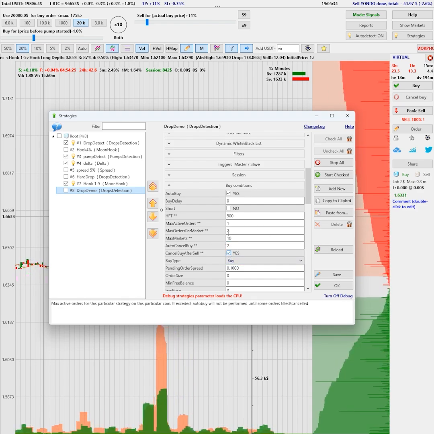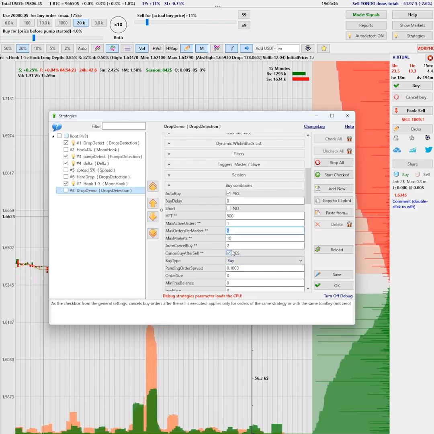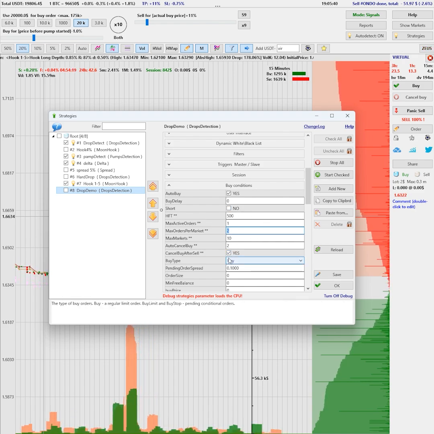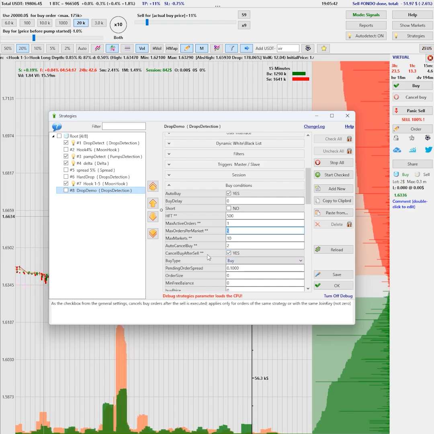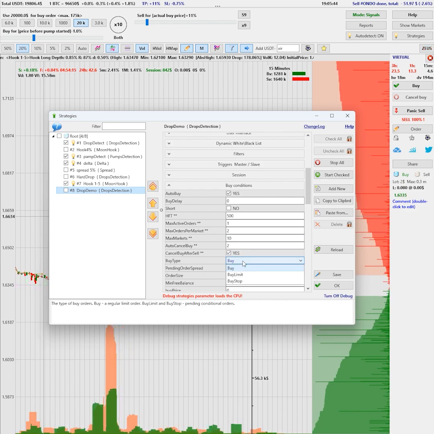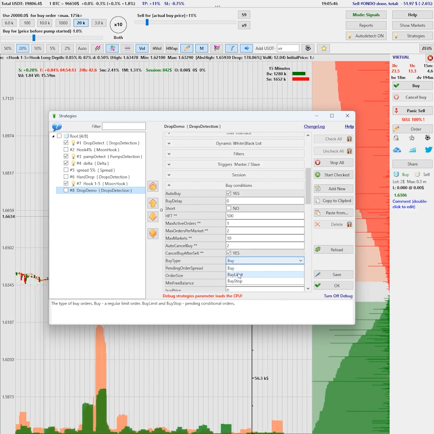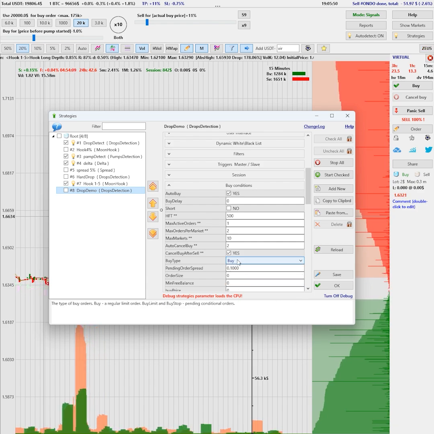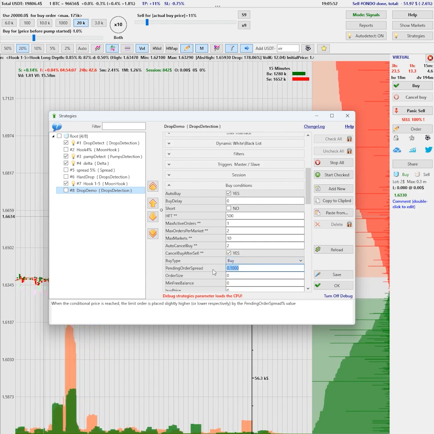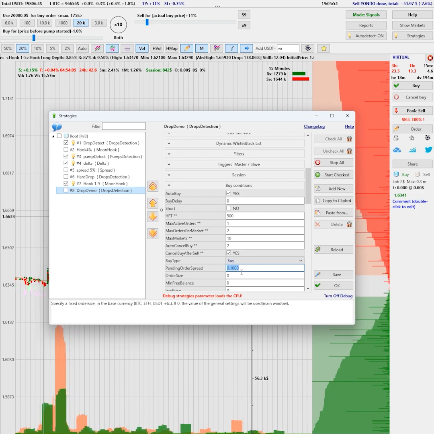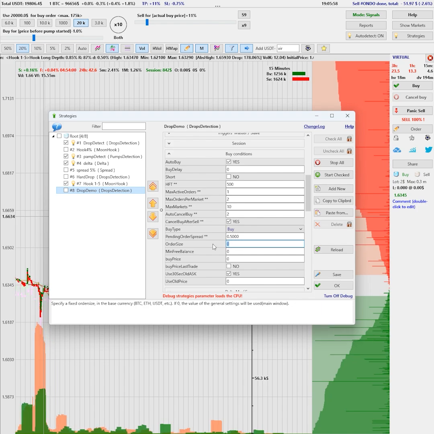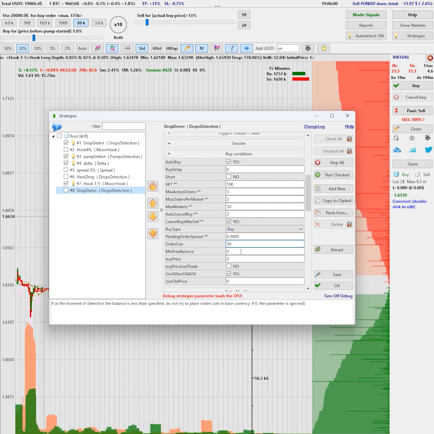Yes, because in case I have a second order that's been stuck in there, and then the first order gets sold, let's just do it. Buy type. You can do either buy limit, buy stop, or buy. In this case, we're just gonna do market buy. Pending order spread. We'll just keep it a little bit bigger, something like 0.5. Order size. Let's do $10.